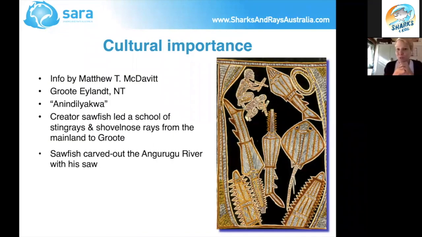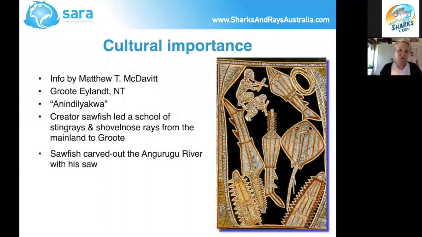Now, the cultural importance of sawfish varies for the different groups, but I think this one is a beautiful story. Indigenous Australians or Aboriginals very often have creation stories centered around the rainbow serpent. The rainbow serpent was this big snake that basically brought the world into existence. It was moving through the land, and as it was moving through the land, it created the land. And so it created this ancestral landscape that people then started to live in.